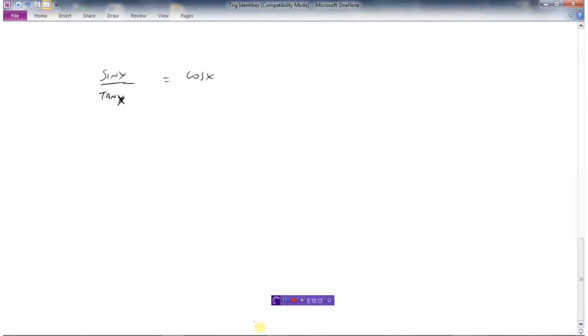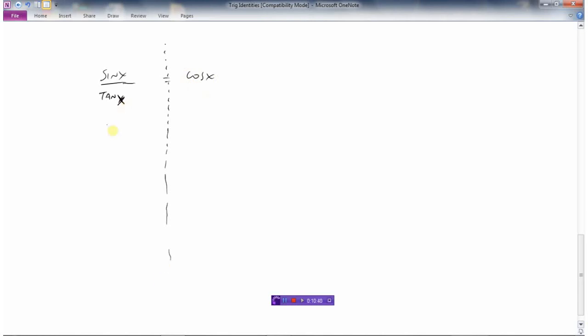Let's look at the identity sine x divided by tan x equals cosine x. So the first thing I'm going to do is put a little line down the middle of my identity here. I'm going to work on the left side, and I might work on the right side. Although if my step is to convert everything to sine and cosine, I don't need to do any work on the right side because it already is in terms of sine or cosine. We just have cosine x.